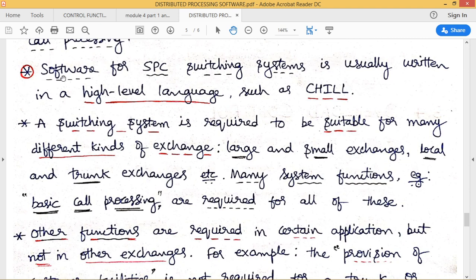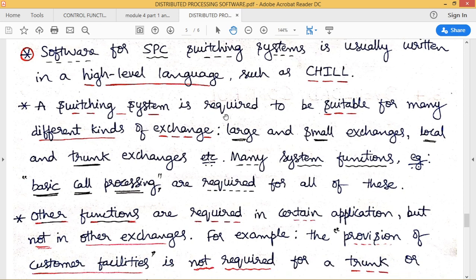Generally the software for an SPC switching system, that is an SPC exchange, is usually written with the help of a high level language. The best example of a high level language is CHILL. This is a high level language which is basically used by telecommunication systems to write this program software.